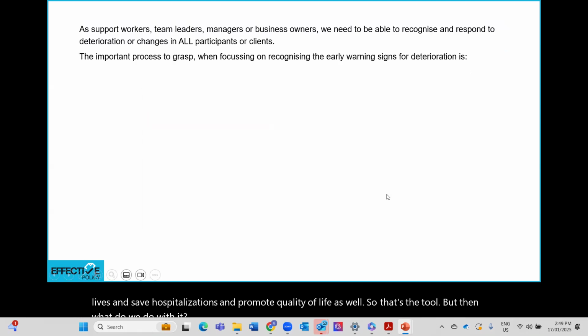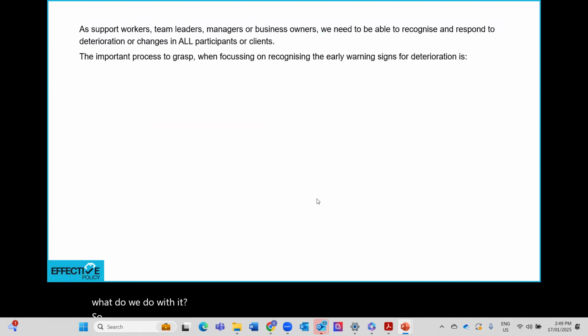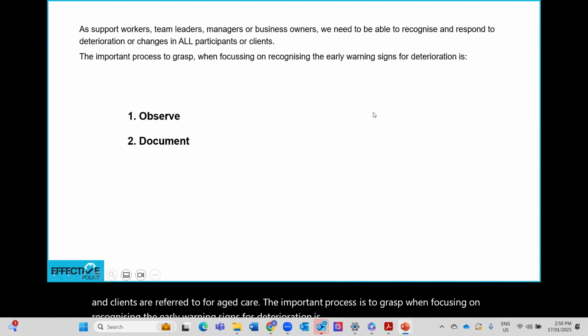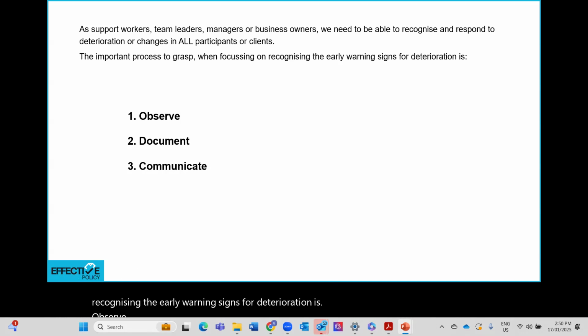So I just got to move these out of my way. Mostly we've got frontline workers. The large percentage of people on the front line are support workers. And as support workers, team leaders, managers, or business owners, we need to be able to recognise and respond to deterioration or changes in all participants or clients. Clients are referred to for aged care. The important process to grasp when focusing on recognising the early warning signs for deterioration is observe, document, and communicate.